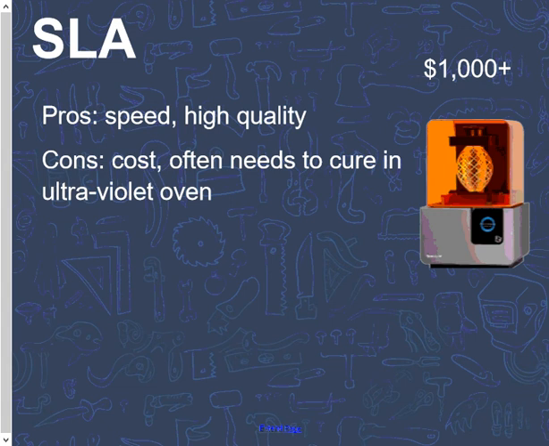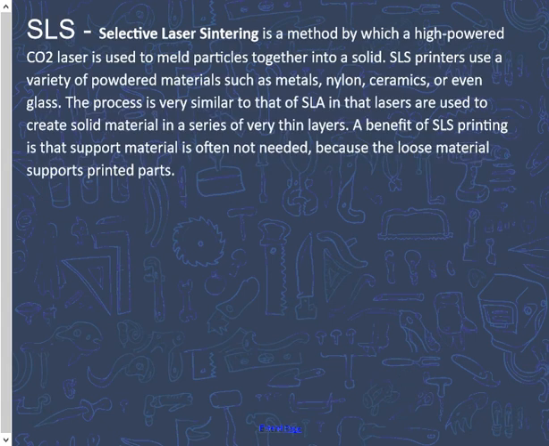The next type that we're going to talk about is SLS, selective laser sintering. It's where we use high-powered CO2 lasers, carbon dioxide lasers, and they kind of meld granular particulates together. So think like a bed of sand, but a very, very fine sand. We use a carbon dioxide laser to kind of weld those tiny particles together, creating a larger solid object. They can use a lot of different powdered materials, such as metals, nylon, ceramic, or some can even use glass.